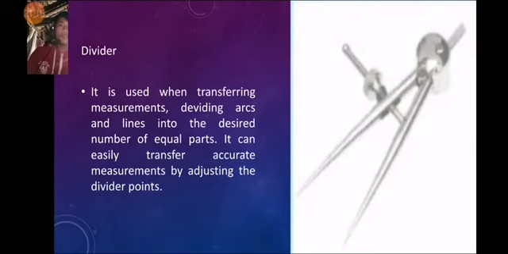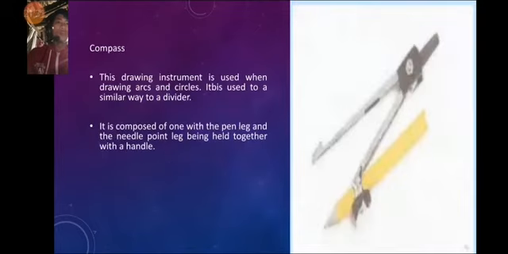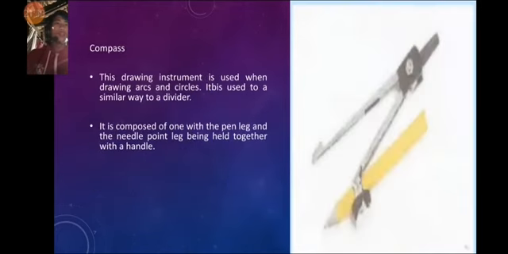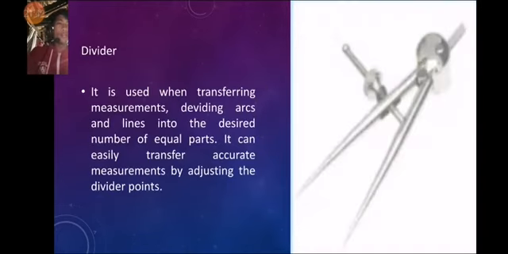Next, divider. It is used when transferring measurements, dividing arcs and lines into the desired number of equal parts. It can easily transfer accurate measurements by adjusting divider points. So, divider, may pagka-similar siya sa structure ng compass. So, parang pareho lang yung kanilang image.